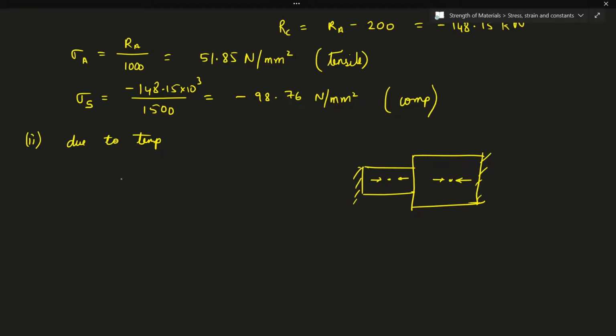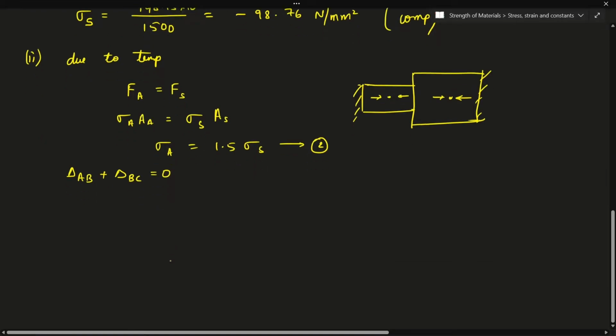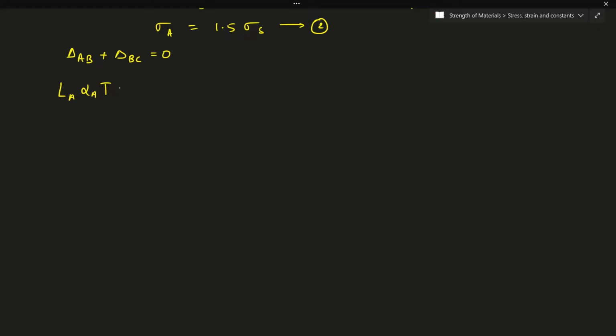So how exactly are we going to solve this? First of all, we are going to equate the forces acting upon these two bodies, that is FA will be equal to FS, which is sigma A into area A equal to sigma S into AS. If I substitute the areas here, 1000 and 1500, sigma A is given by 1.5 into sigma S, and I'll call this equation number 2. Again, since the ends are fixed, delta AB plus delta BC will be equal to 0. Now the free expansion of AB because of the rising temperature is given by LA alpha A into T. And now what about the stress?